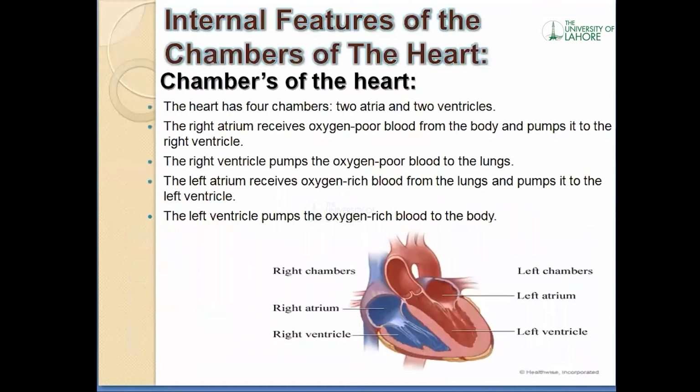Now we talk about the internal features of the heart. The heart has four chambers: two atria, two ventricles. The right atrium receives deoxygenated blood from the body and pumps it to the right ventricle. Then the right ventricle pumps the oxygen-poor blood to the lungs. The left atrium receives oxygen-rich blood from the lungs and pumps it to the left ventricle. The left ventricle pumps the oxygen-rich blood to the body.